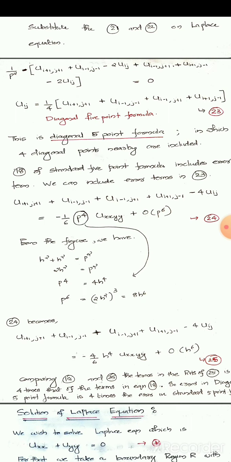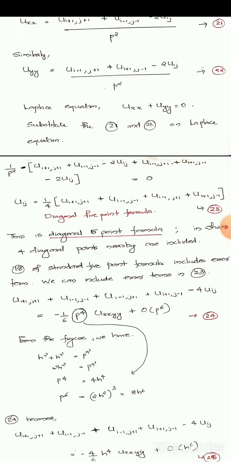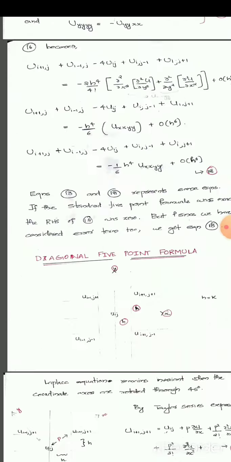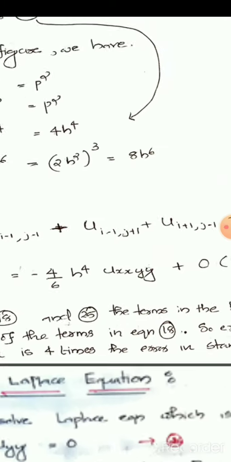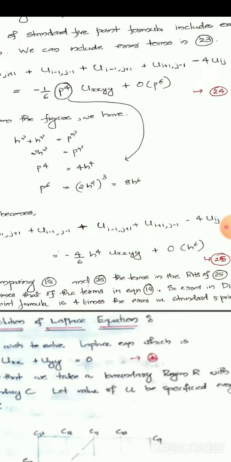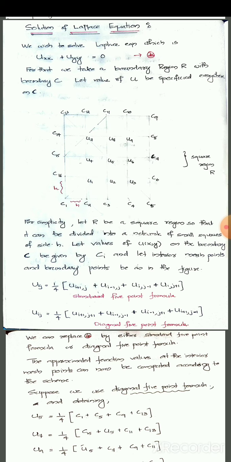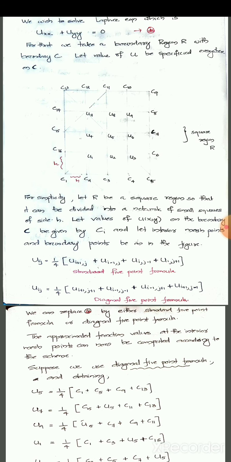Now we can compare the standard 5-point formula with errors and the diagonal 5-point formula with errors. As you can see, in equation number 18, the standard formula, the error term is minus 1 by 6 h raised to 4 uxxyy, and equation number 25 is minus 4 by 6 h raised to 4 uxxyy. So the error in the diagonal 5-point formula is 4 times the error in the standard 5-point formula. So the solution of the Laplace equation is quite simply found by this type of method.